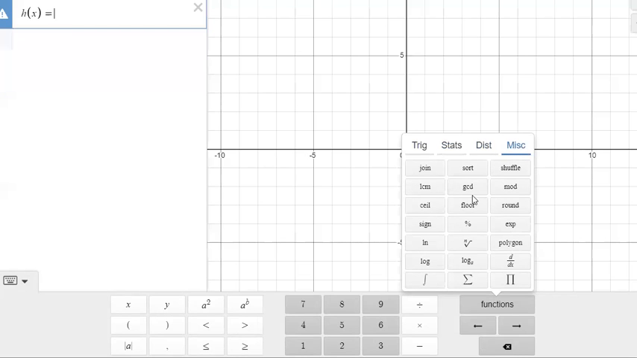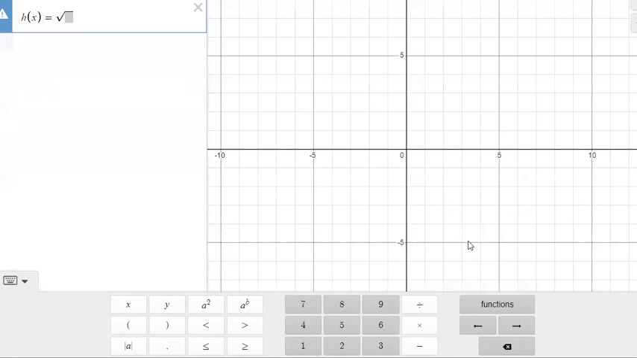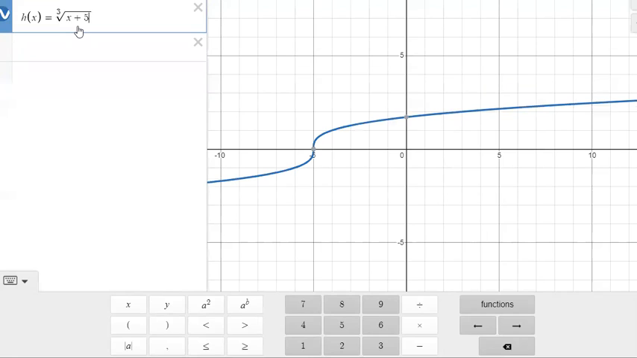So under miscellaneous, you will see this cube root radical right here. The index is actually to be determined. So I'm going to hit this, and I'm going to let the index be 3 since it's a cube root function. And then on the inside of the radical, I can put my x plus 5. And that is what my first function looks like. It's got that familiar shape to it. It's got that cube root shape. That's going to be my blue function.